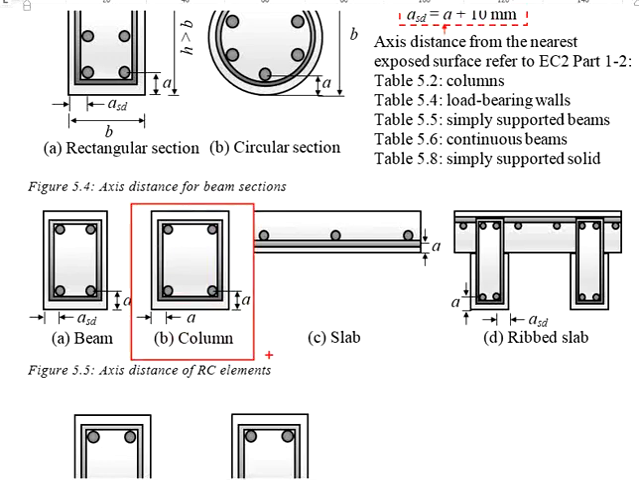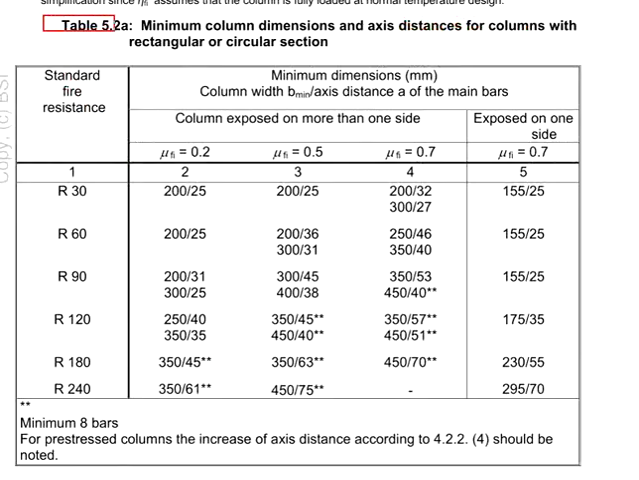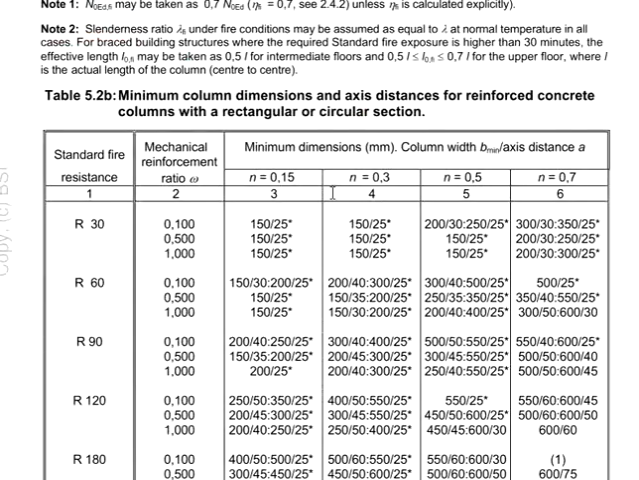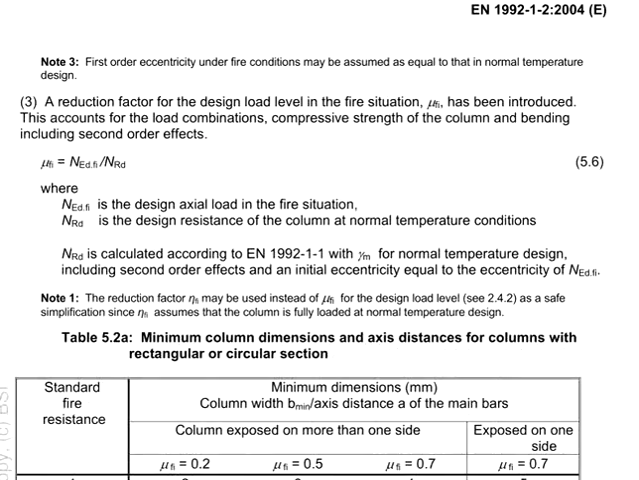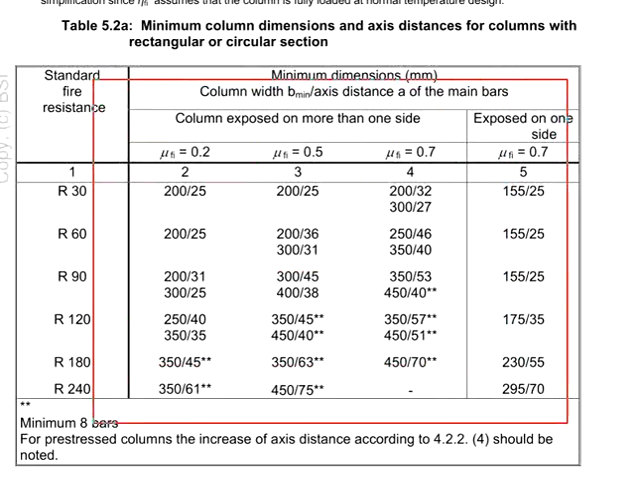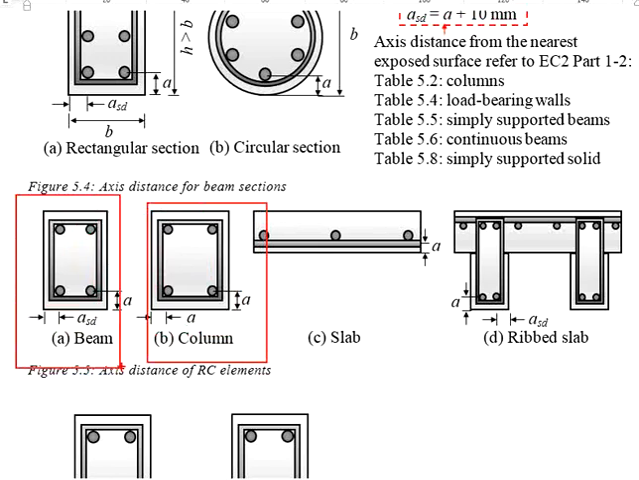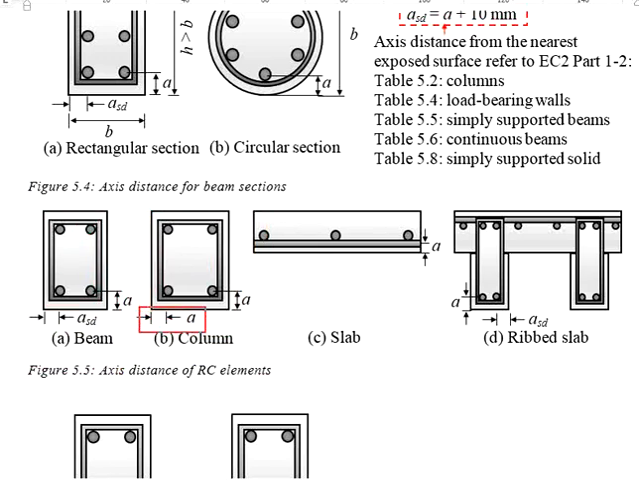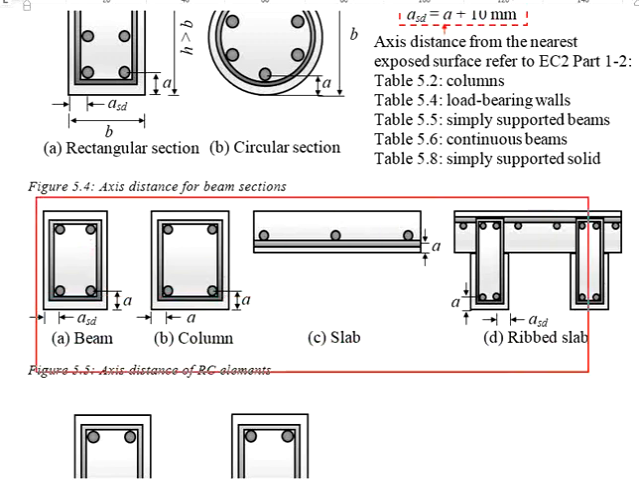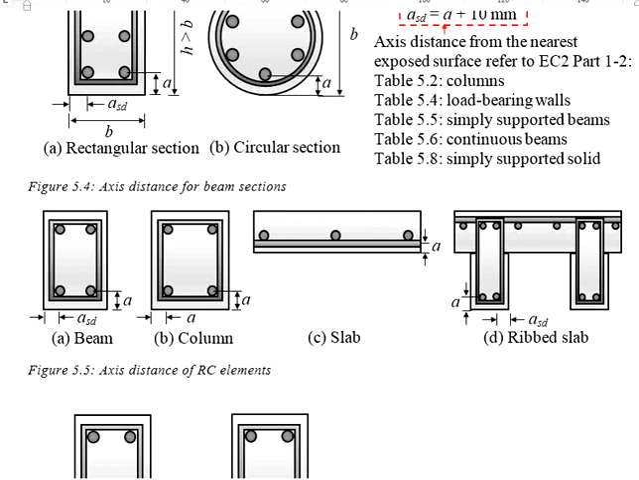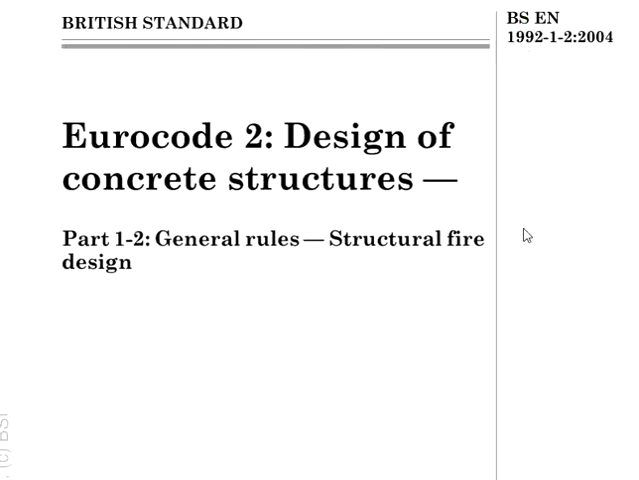How about the column? You may refer to table 5.2a or table 5.2b of Eurocode 2 Part 1-2. There are no provisions for ASD. This makes the column different from the beam. ASD is not necessary for the column. To make it simple, for all the other structural elements except beams, you may obtain the axis distance A directly from the table, which is given in Eurocode 2 Part 1-2.